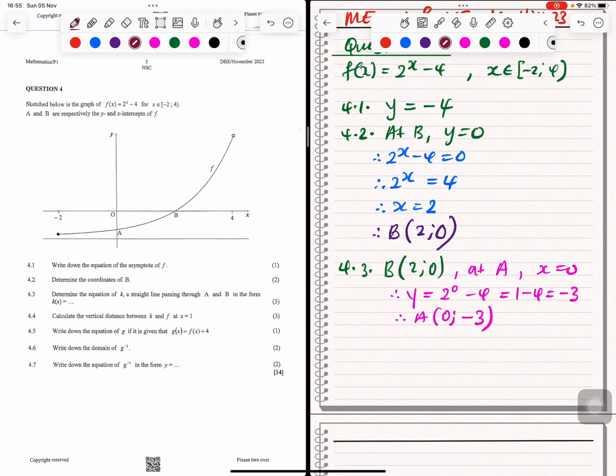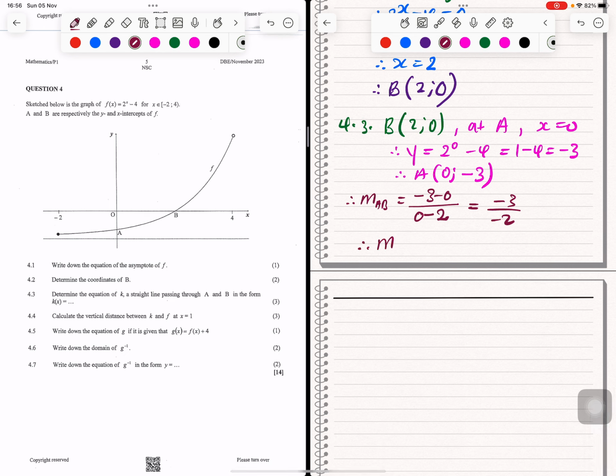Now pay attention, they want the equation of the straight line, so you can just find the gradient of AB, which is going to be the change in y over the change in x between these 2 points. So that is negative 3 minus 0 over 0 minus 2. Okay, I'm moving from a to b. That is the gradient right there. And then you are going to get negative 3 over negative 2. So therefore, the gradient of AB is equal to 3 over 2.